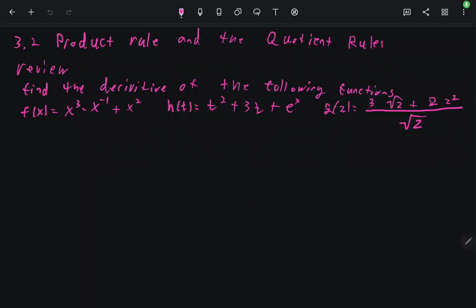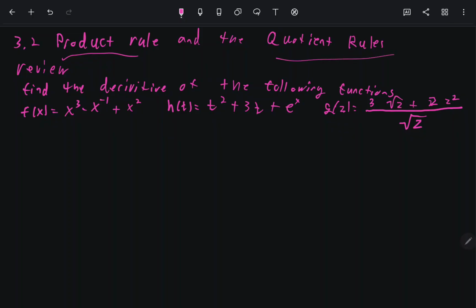Hello and welcome to topic 3.2, the product and the quotient rules. So just as a little start, I wanted to go through some derivatives, and just to review, as that's always a good practice. Throughout this video I will do some practice problems and I will be proving the product rule and the quotient rule.